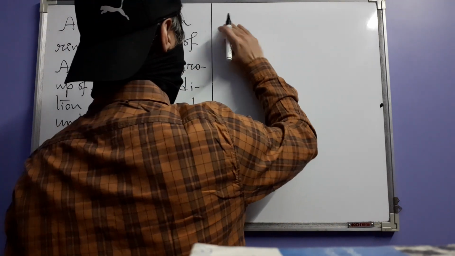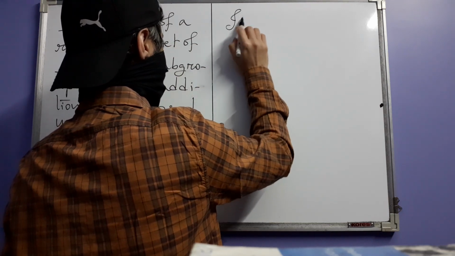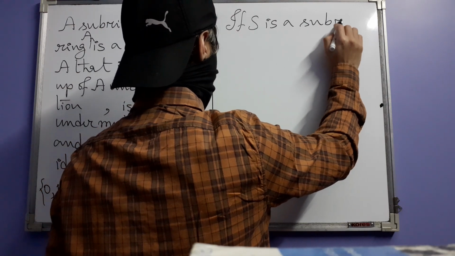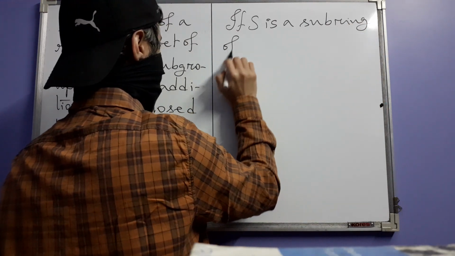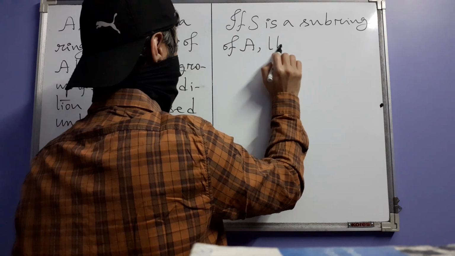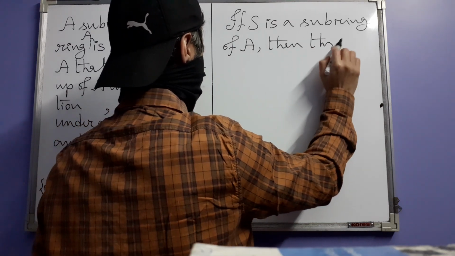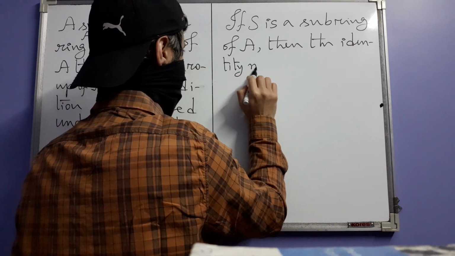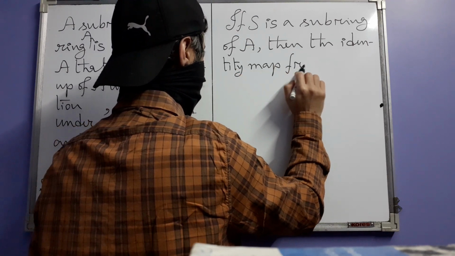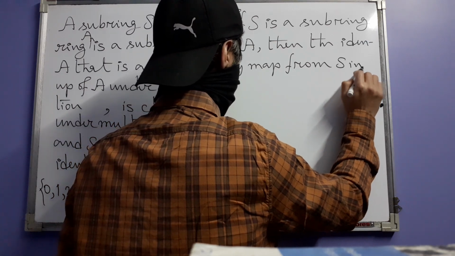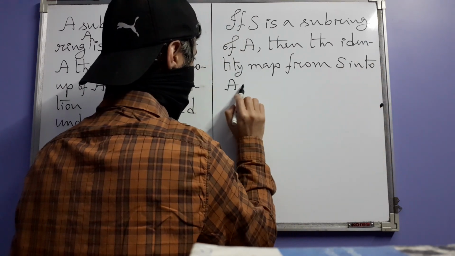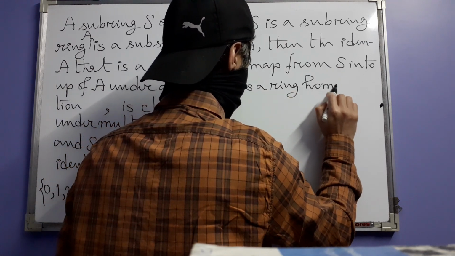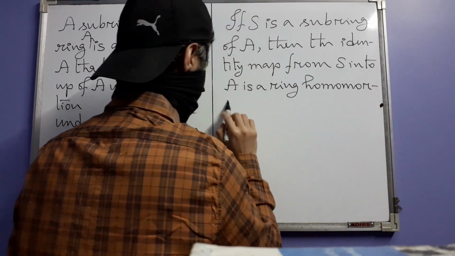Now, if S is a subring of A, then the identity map from S into A is a ring homomorphism.